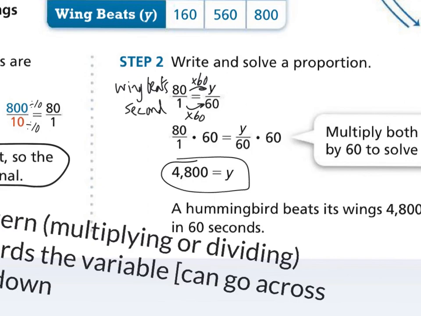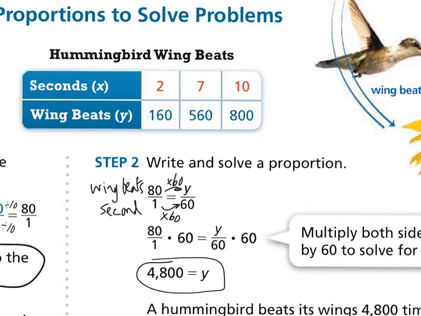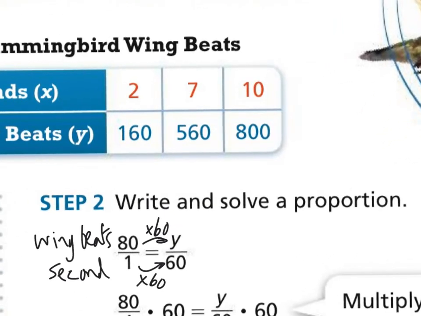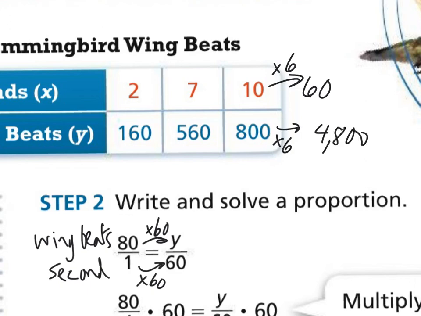One other way we could have done this, once we found out that these were all equivalent, we could have just looked at it. Another option would have been saying from 10 seconds, if you just multiply that by 6, then that would give you 60 seconds, and it would be 4,800 times. So there might be different ways that you can work this out and still get the same answer.